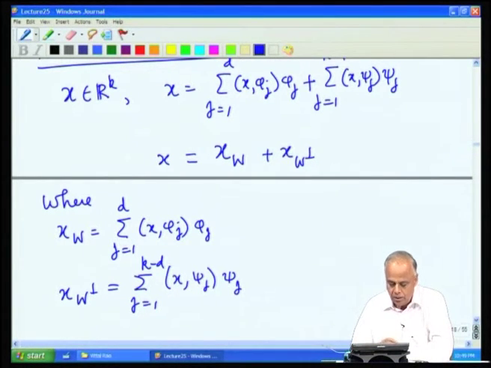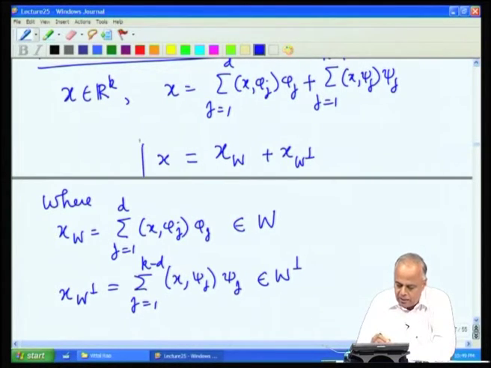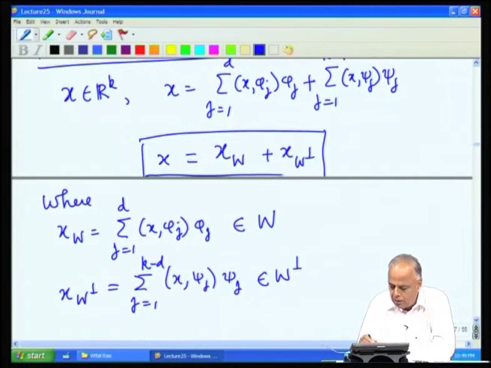Now, observe that since phi 1, phi 2, ..., phi d are all in W, the x_W is a linear combination of the phi 1, phi 2, ..., phi d, and hence belongs to W. Similarly, psi 1, psi 2, ..., psi k minus d are in W perp, and therefore any linear combination also belongs to W perp. So what this says is the vector x has been decomposed as the sum of two vectors, the first vector in W and the second vector in W perp.